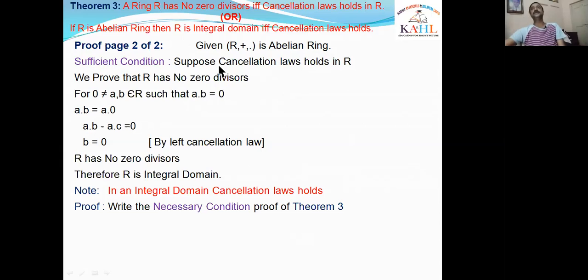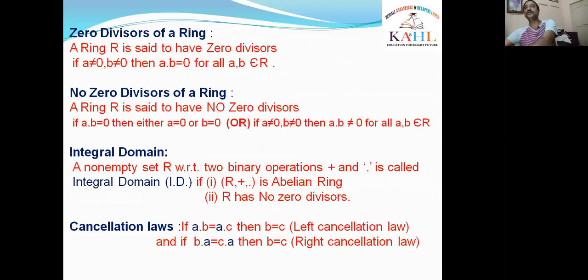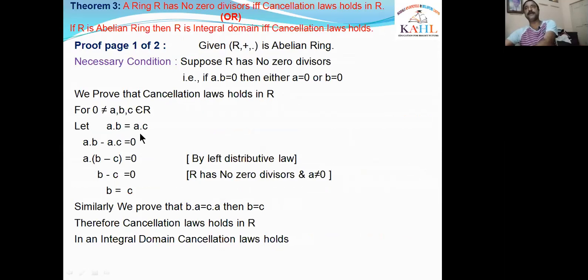That is the sufficient condition. Suppose cancellation law holds in R. We have taken the right side. Did you observe that? Suppose cancellation law holds in R. What we have to prove? R has no zero divisors. The no zero divisors definition we have learned. By using this, I am taking that A is a non-zero element and B is an element in R such that AB equal to 0. I am taking the product is 0. Then what is the definition of no zero divisors? If the product is 0, then either A equal to 0 or B equal to 0 will happen.